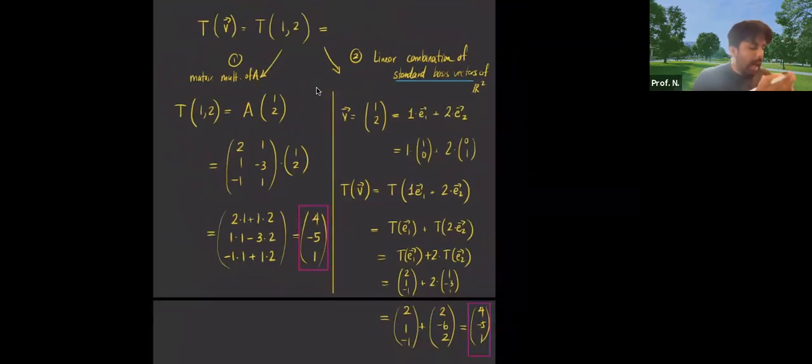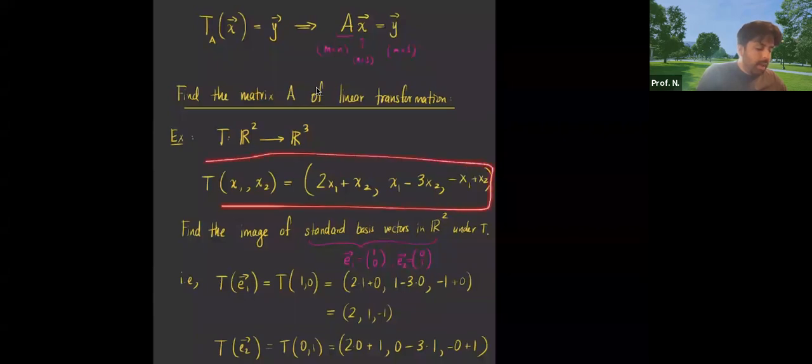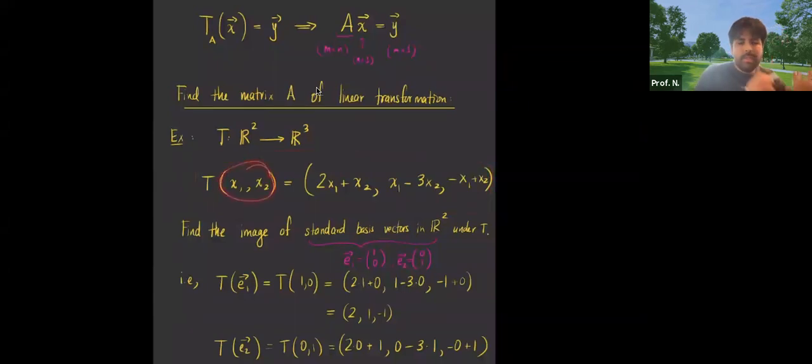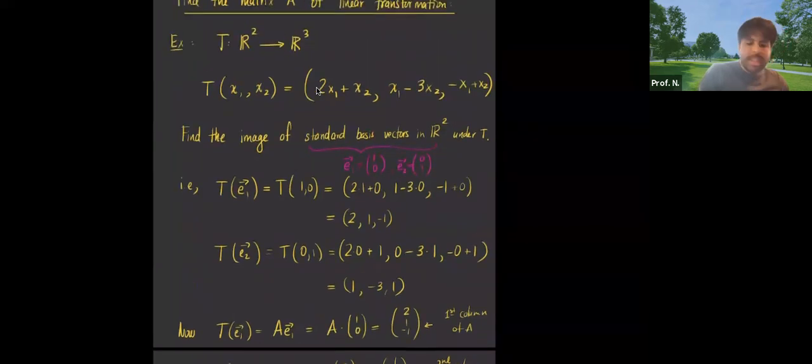I'm just going to break it down from the beginning. I'm given a transformation that goes from R2 to R3, and this is the way that a vector in R2 is being mapped to something in R3. This is the rule. The first entry in R3 would have to be a combination of X1 and X2, and so on and so forth. The first thing I want to do is figure out the associated matrix of T. Since this is a linear transformation, there has to be a matrix A that's associated with it. And how do I do that?